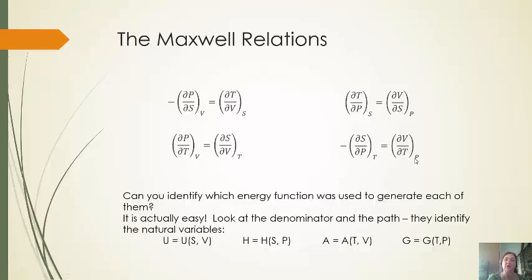Now, if you just look at this set of written Maxwell relations, can you identify which energy function was used to generate them? It's really very easy. You look at the denominators. Here, this is V and T as the natural variables, so it came from the Helmholtz energy function. This one has P and T as the variables. It comes from the Gibbs energy.